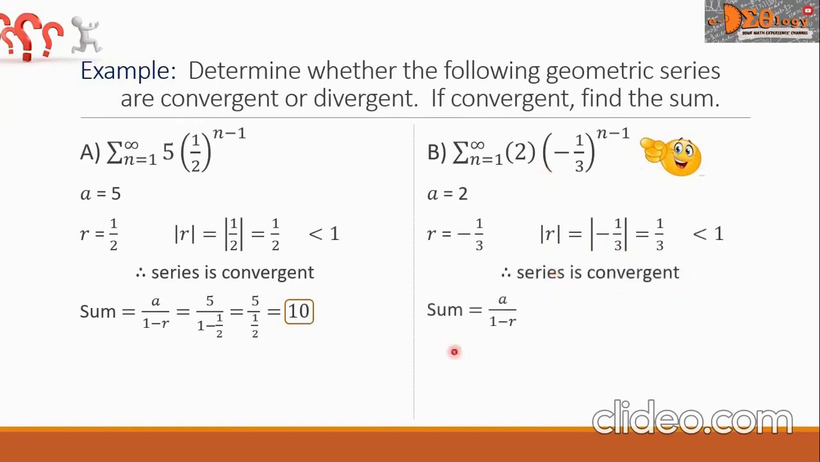We can use the formula for the sum. Let us now substitute the values. The a becomes 2 all over 1 minus the r, which is negative 1/3. Negative and negative becomes positive. So 1 plus 1/3 becomes 4/3. And this complex fraction, we can show as 2 multiplied by 3 over 4. And this will be simplified into 3/2. This is the final answer.